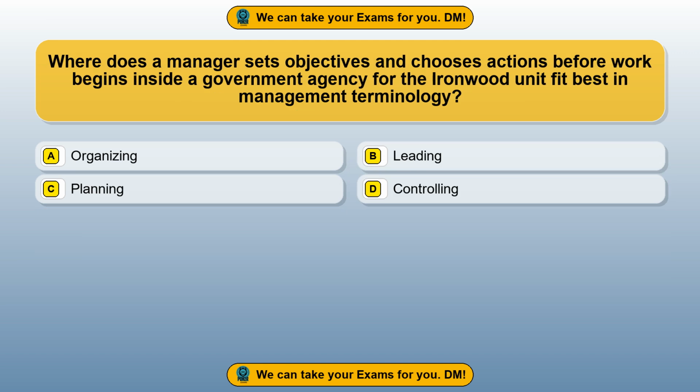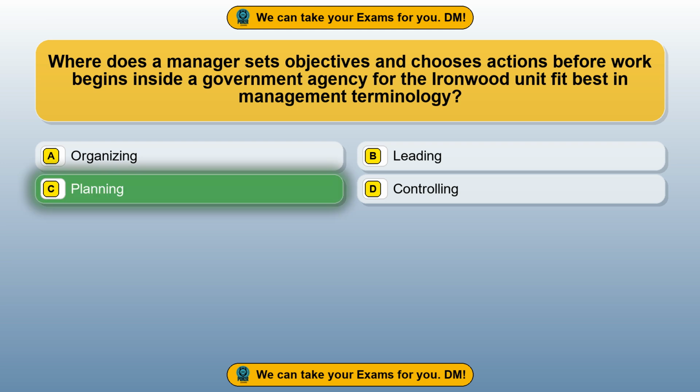Question 10. Where does a manager set objectives and choose actions before work begins inside a government agency for the Ironwood unit fit best in management terminology? Option A, organizing. Option B, leading. Option C, planning. Option D, controlling. The correct answer is option C, planning.